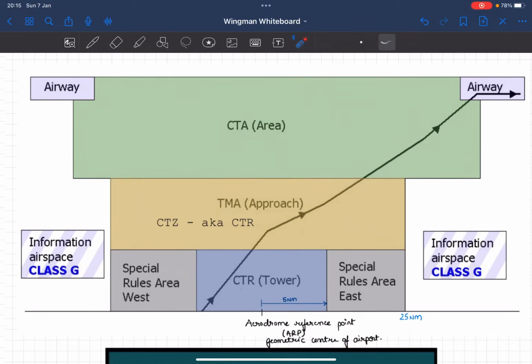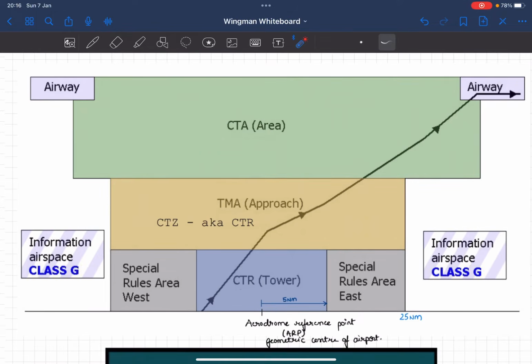Now, first let's look at this: it is a side view. Keep in mind, this is a side view of the whole airspace. If you look at it vertically, it's going to look like concentric circles, something like this. But this is the side view. Essentially, these are cylinders, vertical cylinders in the air. I hope you're able to imagine.